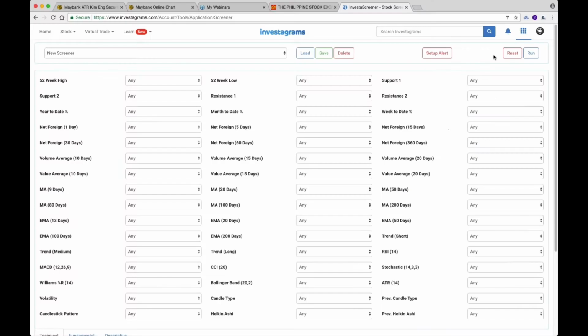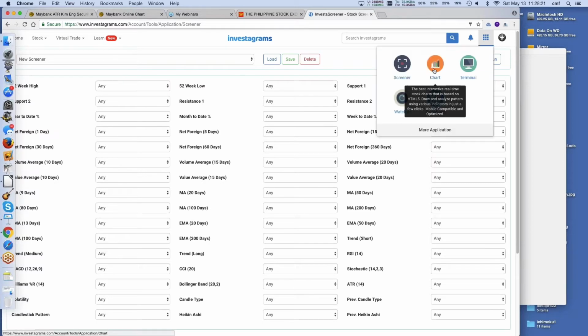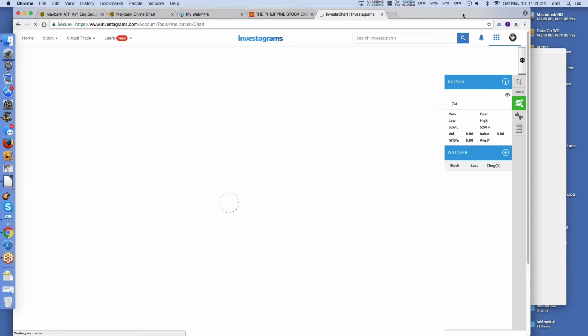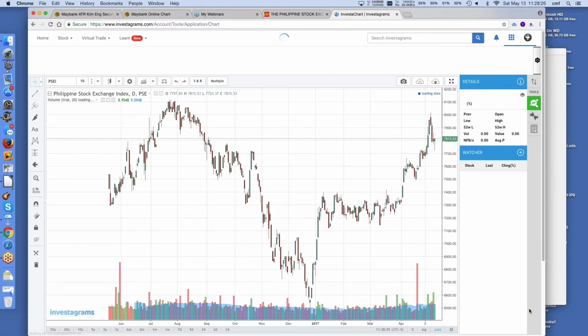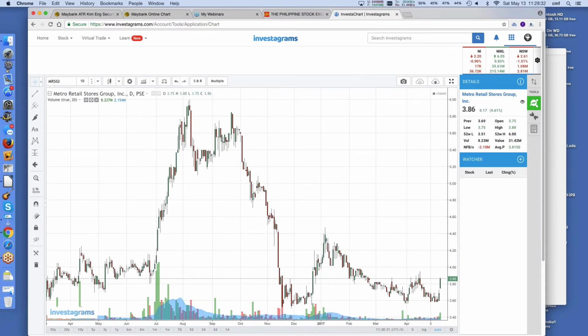All right, let's go back to Google Chrome. Let's go back to the main screen. Just take a look at the charts for Ichimoku. So what do we have? MRSGI. We don't really need volume.